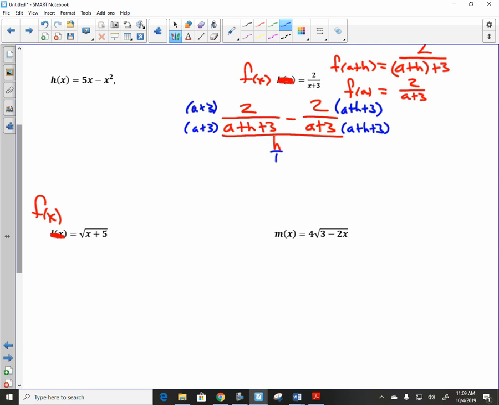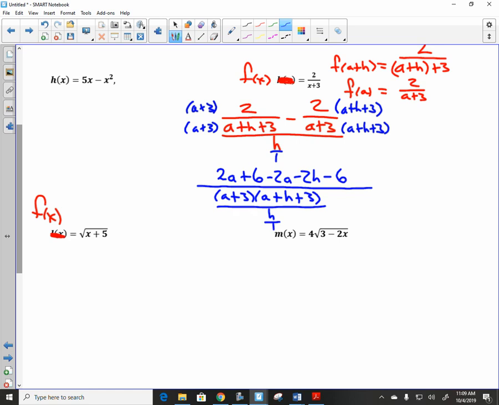And so what we're going to do here is simplify that by multiplying those pieces together. So what will this numerator give me when I multiply these things through? What do we get? Yeah, so you're already doing the canceling. I'm going to actually write it all out. 2a plus 6 minus 2a minus 2h minus 6 over a plus 3 times a plus h plus 3 over h over 1.